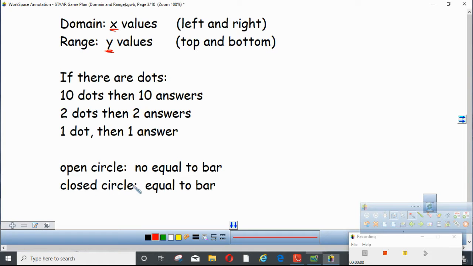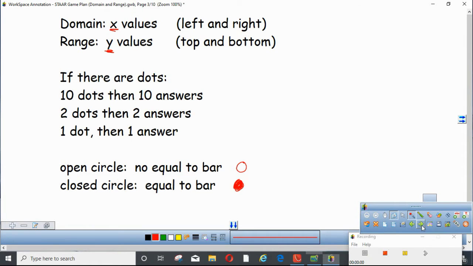And then the last thing we're going to be looking at is if there is a dot, then if there is an open circle, so an open circle would be it's not filled in, then there's no equal to bar. And if there's a closed circle, so it is filled in, then there is an equal to bar. Sometimes we even have some kids that may forget some of this stuff. But like I said, if you can take care of this, you're either going to get the answer or you're going to at least get it down to a 50-50, usually.